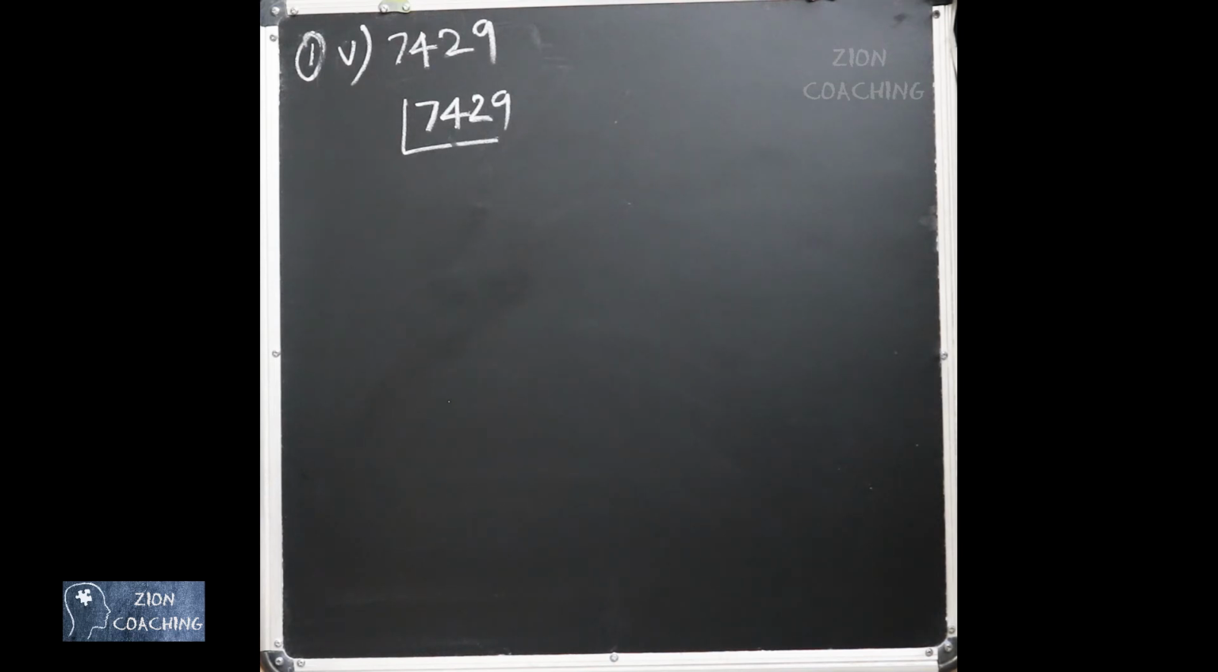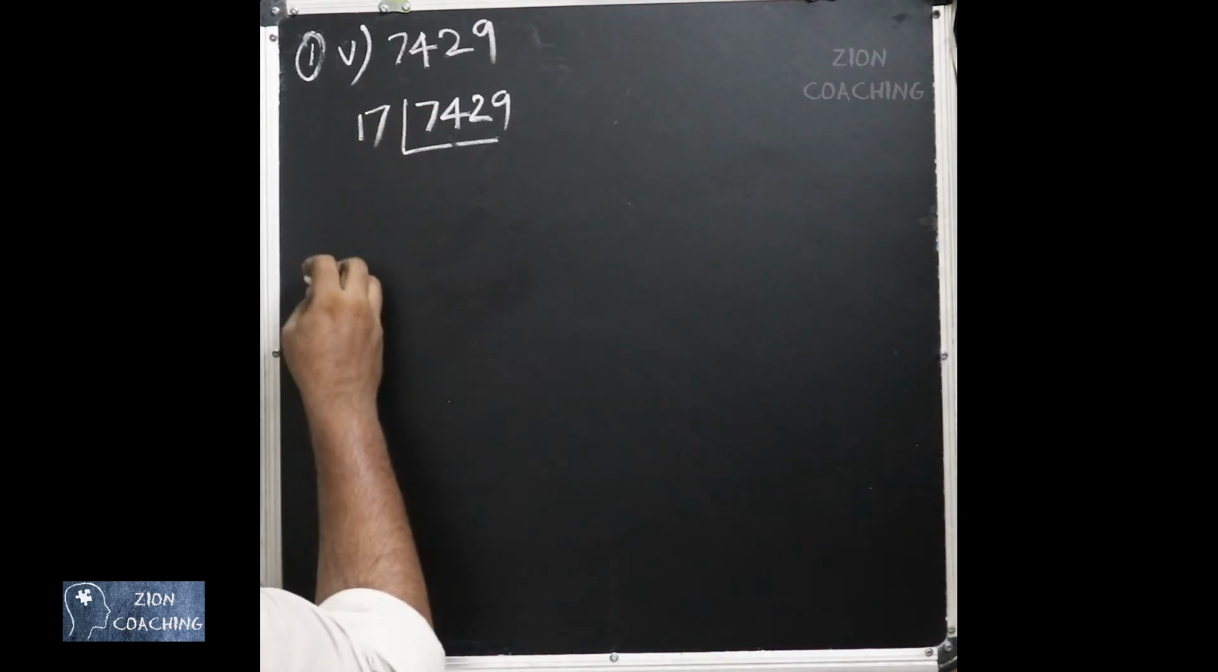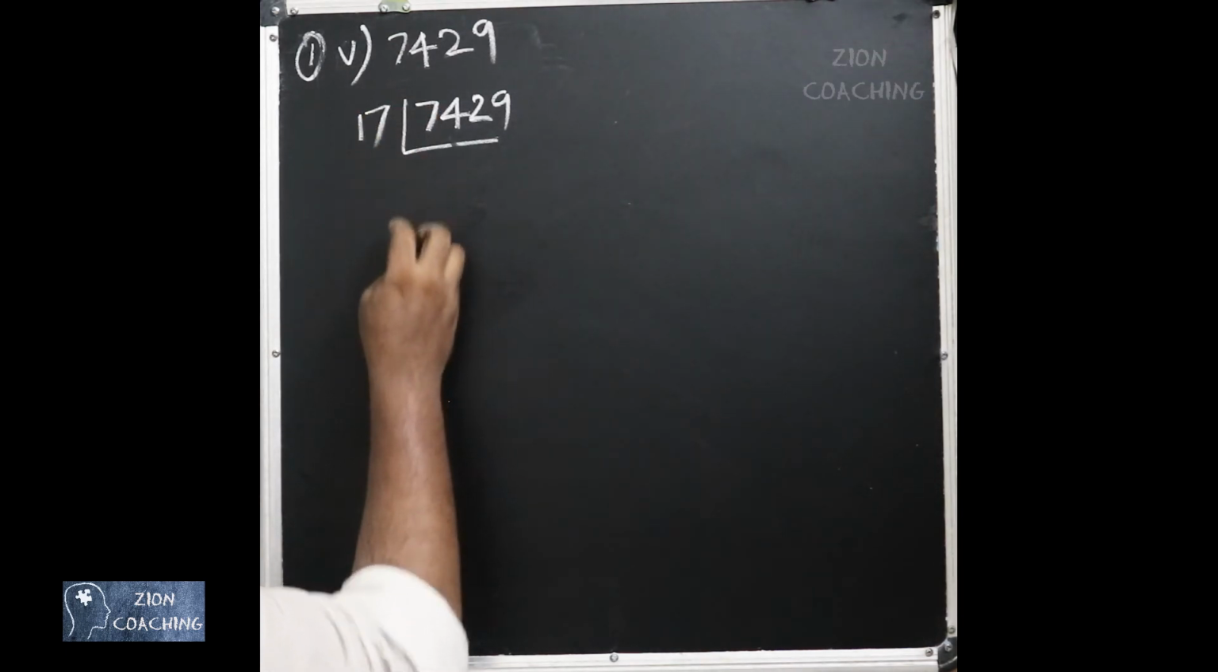Now you know that this is not an even number, so it is not divisible by 2. It is not divisible by 3 also, by 5 also, by 7 also, by 11 also, by 13 also. So we are going to try with the 17. When you are dividing by 17, we will see how many times.